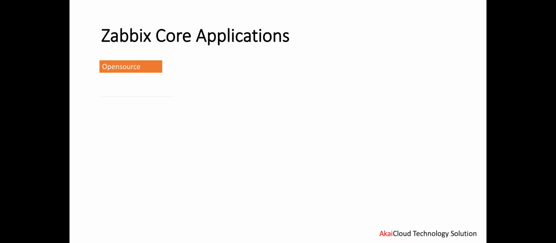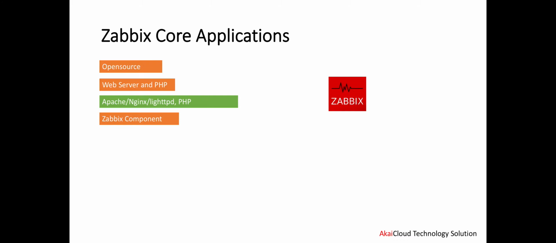First, Zabbix is definitely open source. Zabbix also uses a web server and PHP engine, so the web server uses an Apache engine like HTTP or PHP. Then the Zabbix components inside: first is Zabbix proxy. Of course, the Zabbix server itself is the core component. Then we have the Zabbix sender also. Zabbix sender is a small binary to send data or metrics to the Zabbix server based on a format.